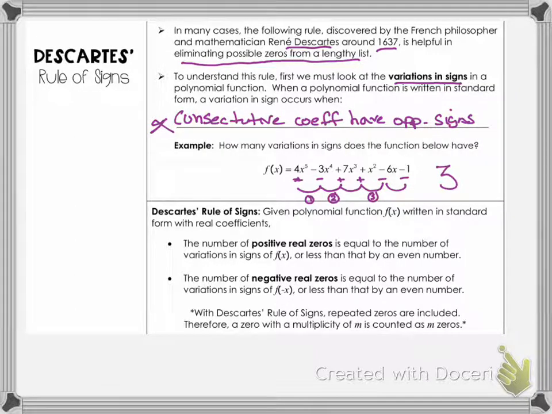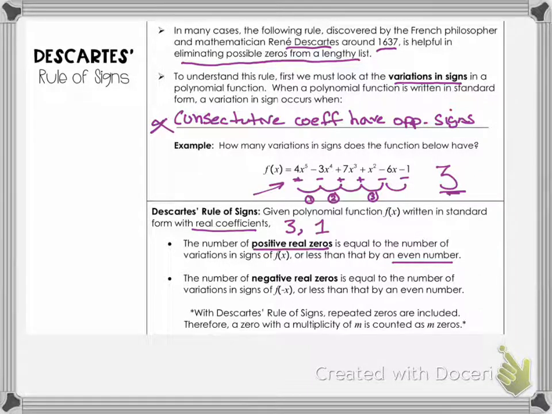Now here's what his rule says. Given a polynomial function written in standard form with real coefficients, the number of positive real zeros is equal to the number of variations in signs of f(x), or less than that by an even number. And so if you get a 3 and you're checking for positive, you would say that it had 3 positive real zeros, or 1, because it has to go down by 2. So there's either 3 or 1 for this guy right here. 3 or 1 positive real zeros.